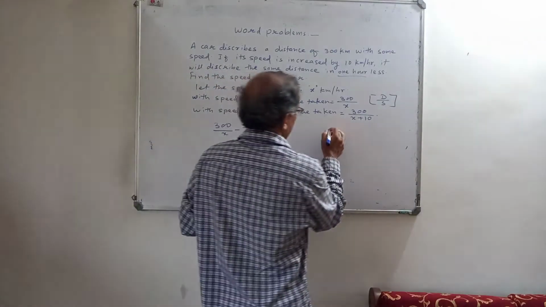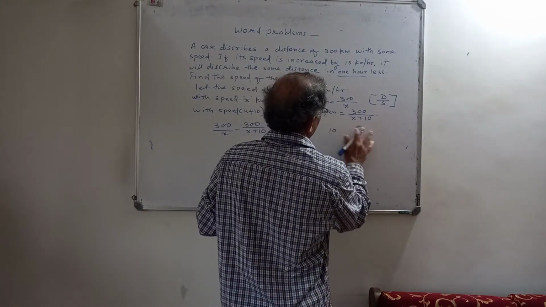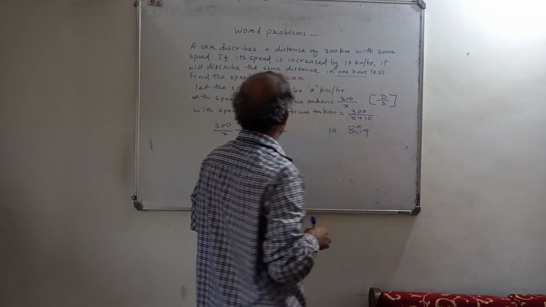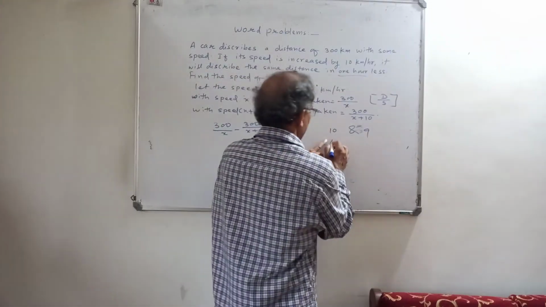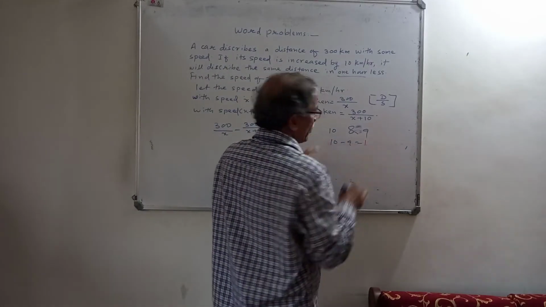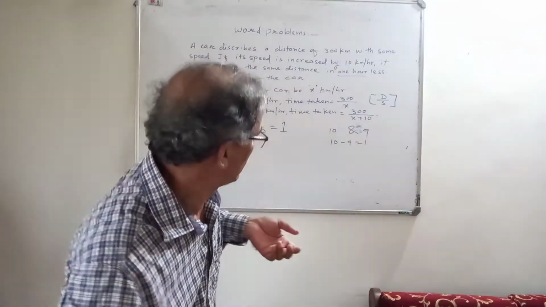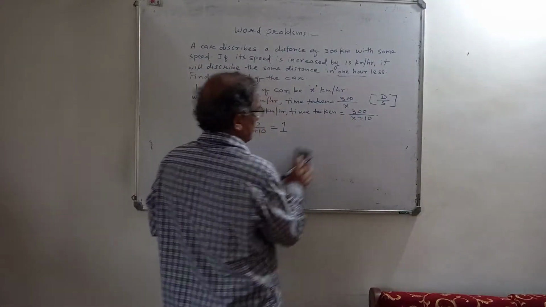Okay, suppose 10 and 9. You consider these numbers. This 9 is less than 10 by 1. So how do you write it? 10 minus 9 is equal to 1. So it is like this. Okay, now we have to solve this.